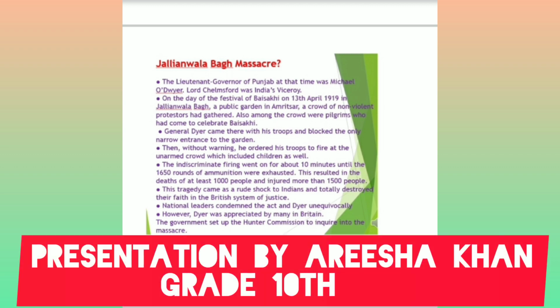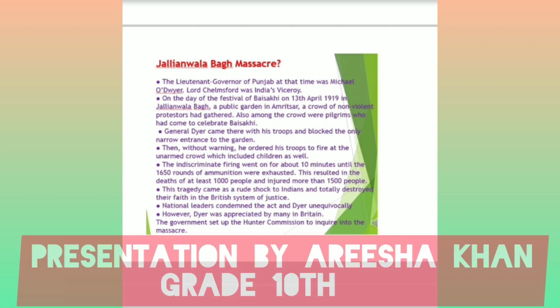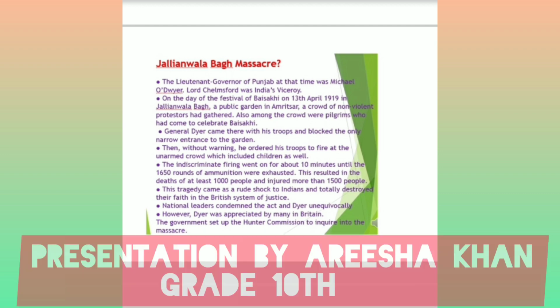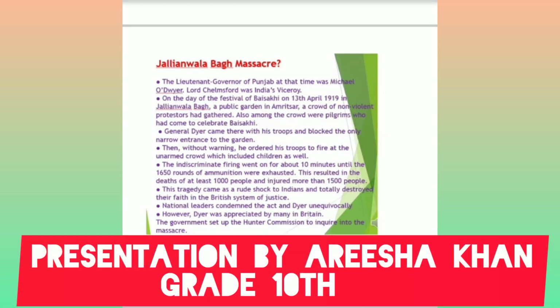General Dyer came there with his troops and blocked the only narrow entrance of the garden. Then, without warning anyone, he ordered his troops to fire at the unarmed crowd, which included children as well. The indiscriminate firing went on for about 10 minutes until the 1650 rounds of ammunition were exhausted. This resulted in the deaths of at least 1,000 people and injured more than 100 people there.